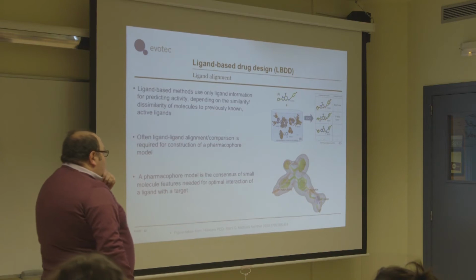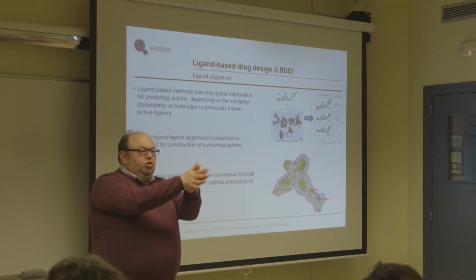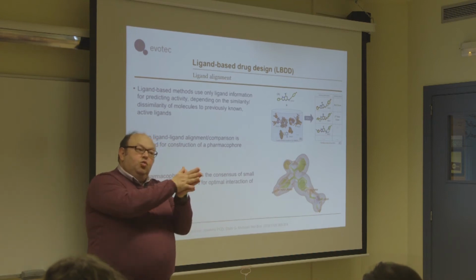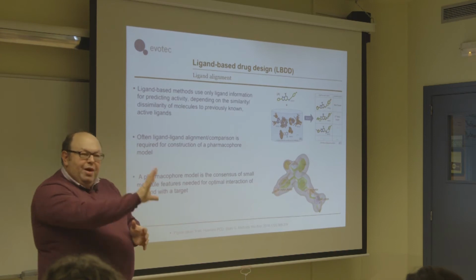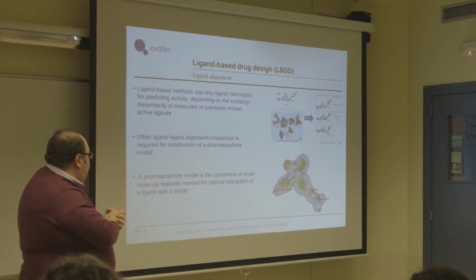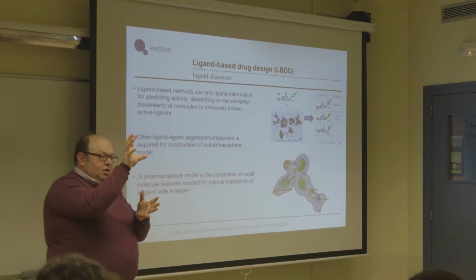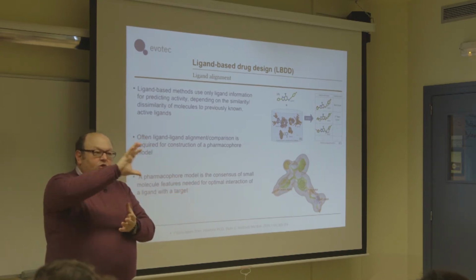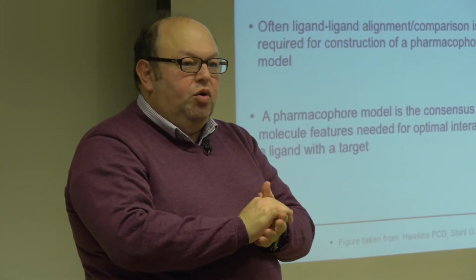So what you need to do is take two molecules and align them one on top of the other. In this way, you can compare the differences. What you compare is usually called a pharmacophore. Pharmacophore is the chemical groups on the ligand itself that are usually responsible, or we think are responsible, for binding.